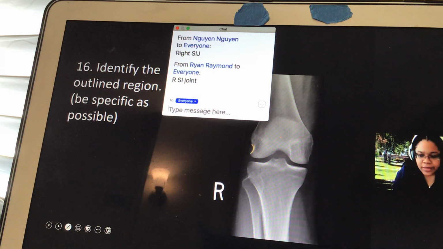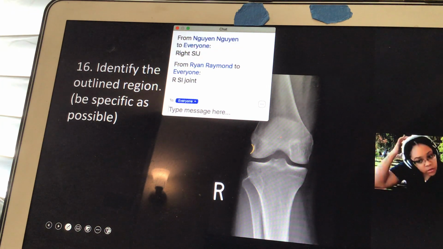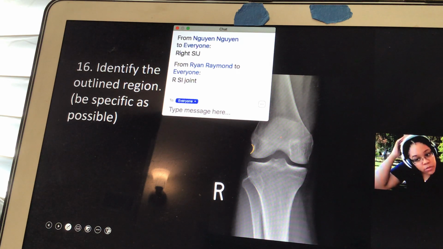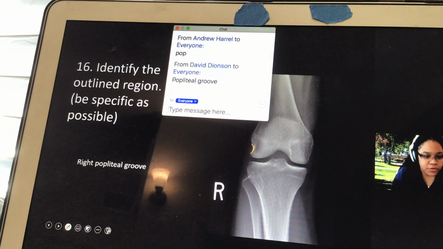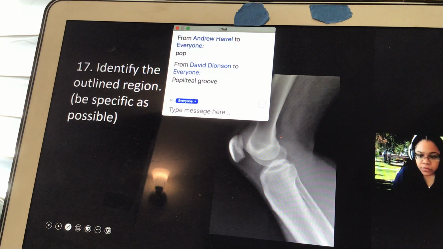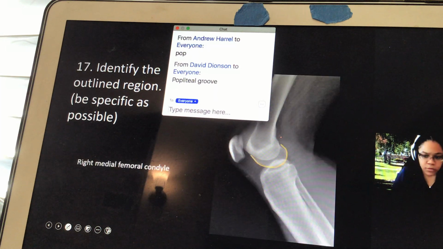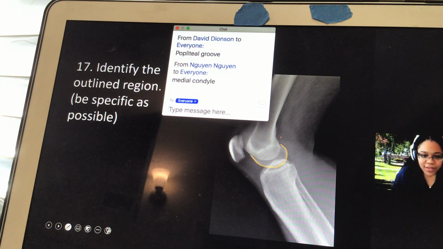Alrighty, now we're on to a knee. There's that little indentation on that lateral side. Good, that's our popliteal groove. Perfect. You have a lateral view. So yeah, so this would be the medial condyle.